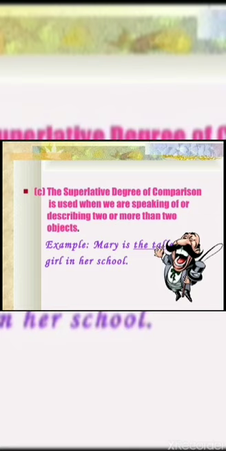The superlative degree of comparison is used when we are speaking of or describing two or more than two objects. When there are either two or more than two objects, we'll be using superlative degree of comparison. For example, Mary is the tallest girl in her school. So we don't know how many girls are there in the school. So we're just saying she is the tallest. When we are comparing two or more than two objects, the degree is called superlative degree of comparison.